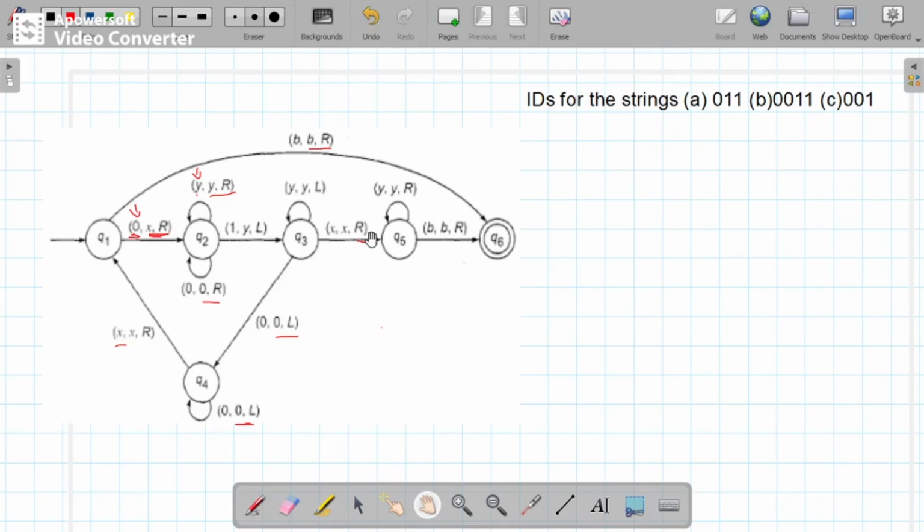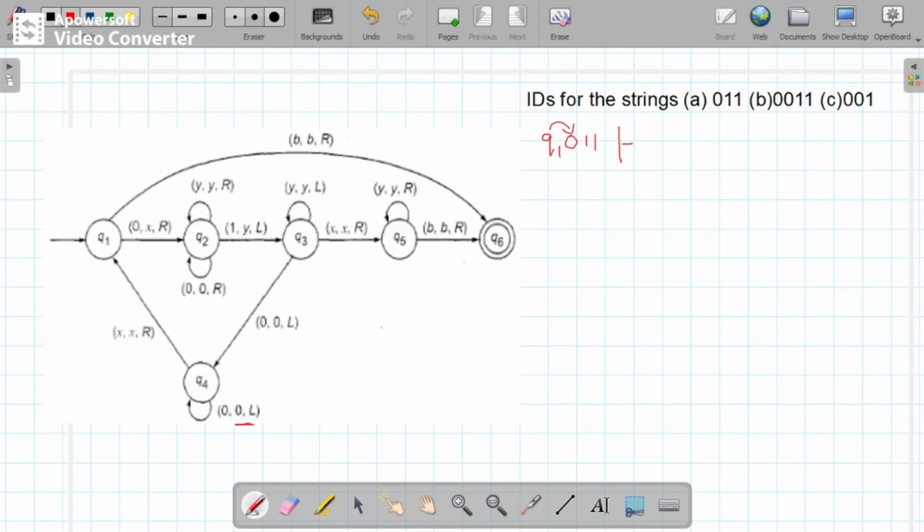Let us see now the IDs for the strings. That means we are going to see whether these strings are accepted by the Turing machine we just constructed. So first of all, let me start the computation or IDs from the start state. The start state of this machine is Q1. Q1, then 0, 1, 1.